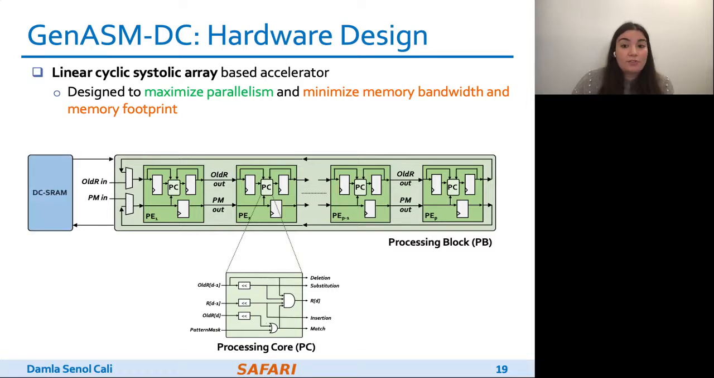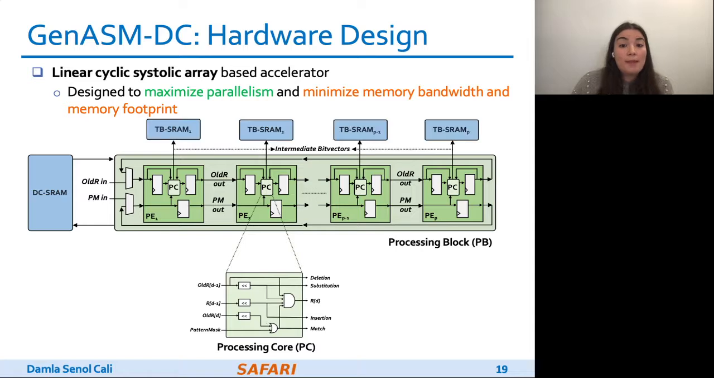We have DC-SRAM, which stores the reference text, the pattern bitmasks for the query read, and the intermediate data generated from PEs. And we also have TB-SRAMs, which store the intermediate bit vectors generated by each PE of GenASM-DC for later use by GenASM-TB.